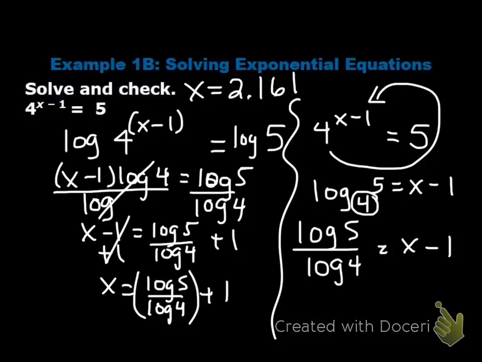Okay, so I'm not going to show you checking, because checking just means we plug in what for x? 2.161. So go ahead and plug that into your calculator. You're doing 4 to the power of 2.161 minus 1, and then see if you actually get 5. So plug in and check your answers.